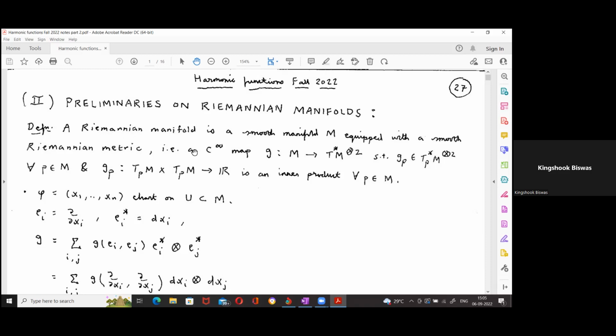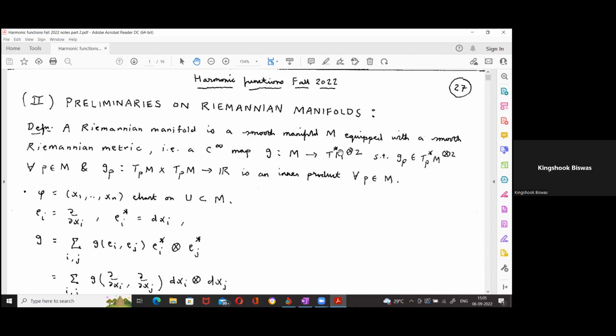So it's a choice of an inner product on each tangent space, which varies smoothly with the point. So in more formal terms, what is it? It is a smooth section, exactly. So you know about vector bundles and sections. You take the cotangent bundle, take its second tensor power, T star M tensor 2. It's a smooth section of the second tensor power of the cotangent bundle.